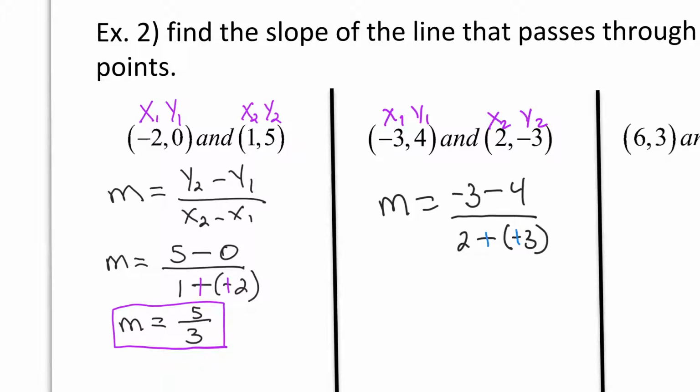So let's do the top. M equals negative, and we have a 7 over, so I'm looking at the top, -3 minus 4, that's -7. The bottom, 2 plus 3, or you can say 2 plus +3, but it's the same thing. 2 plus 3, 5. Double check your fraction. Yeah, you cannot reduce this fraction. So my answer, my slope is -7 over 5.